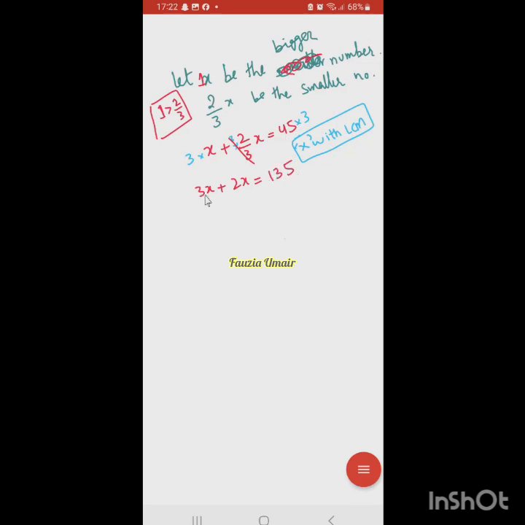So what is 3x plus 2x? 5x. Now divide both sides by 5. So x is equal to 135 divided by 5, which is 27. Now see, was x the bigger number? We have to give the smaller number as the answer. So what is the smaller number?